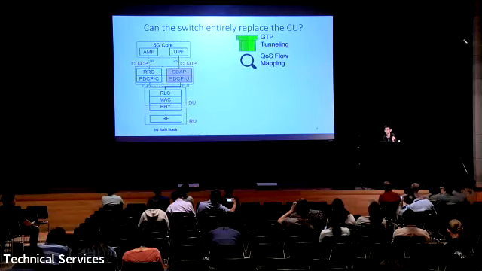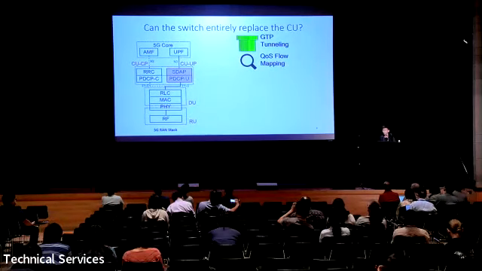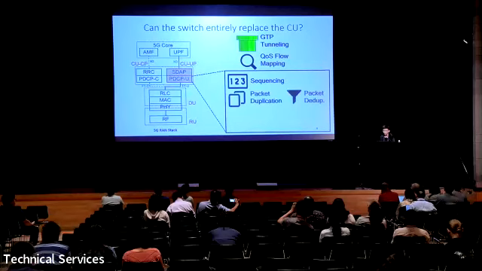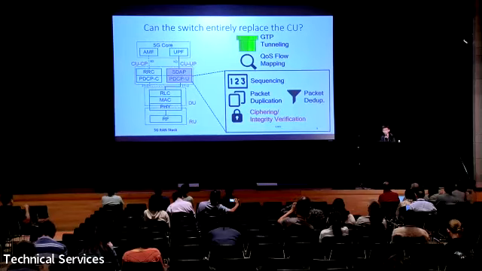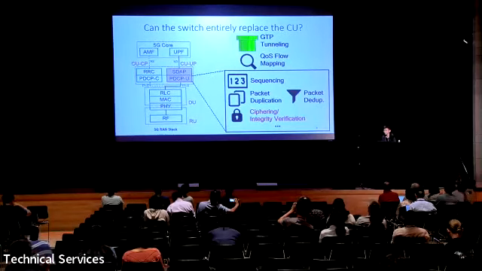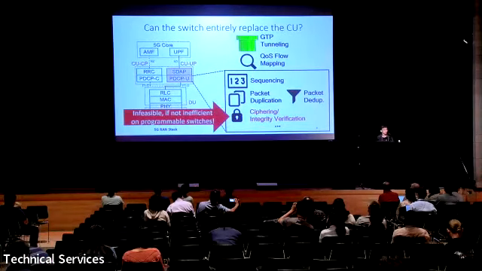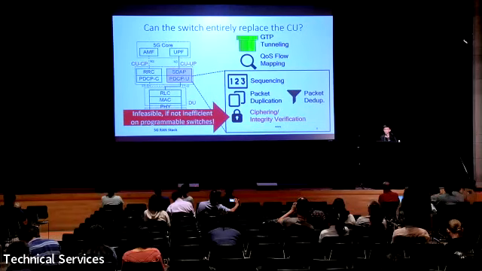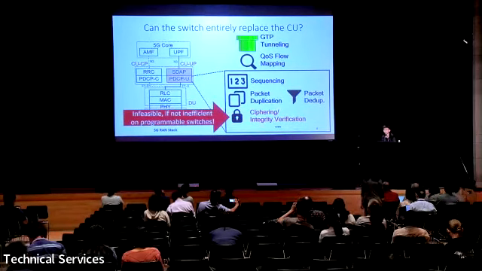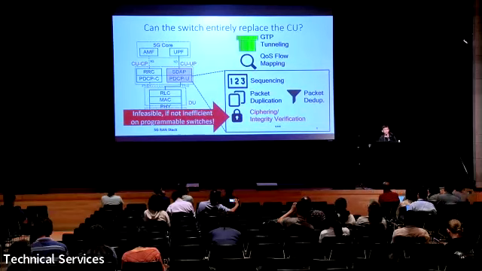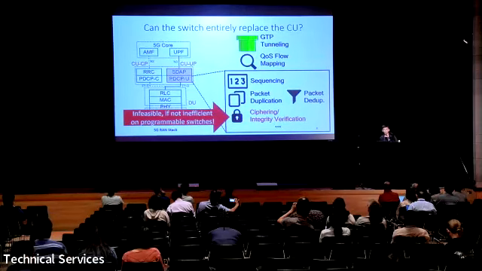In the PDCP layer, it needs to support a variety of functionality, for example packet sequencing, packet duplication or deduplication, ciphering, integrity verification, and so forth. But wait a minute. Encryption or integrity verification is something that a programmable switch cannot do well. So we have something that the programmable switch cannot implement. Is this still a viable option for us?